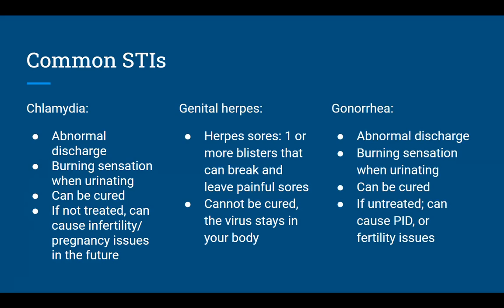Next, we have gonorrhea. In women, there's abnormal vaginal discharge again, also maybe bleeding, burning when urinating. And then in men, there's discharge, burning when urinating, and sometimes testicular pain. This can be cured. If untreated, it can cause PID or pelvic inflammatory disease or fertility issues.